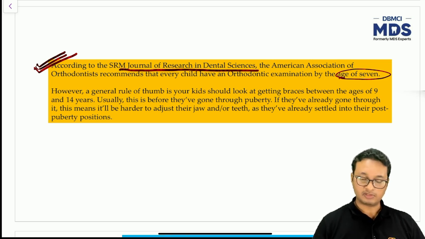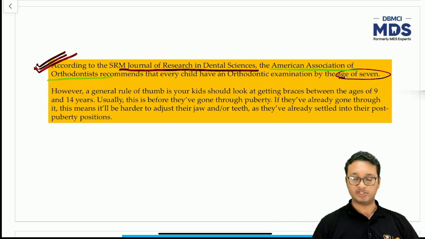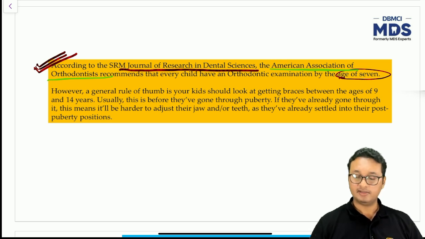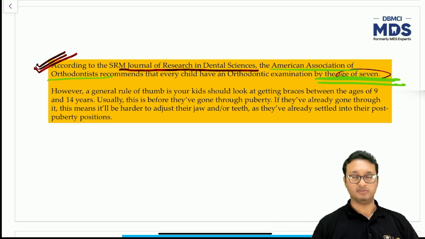American Association of Orthodontists recommend that every child should visit an orthodontist for a normal routine examination, a normal routine consultation, by the time the child reaches the age of 7. That is when you have the permanent centrals and laterals erupted. Even the permanent molars have also erupted by the age of 7. So in the early mixed dentition stage, it is recommended by the American Association of Orthodontists that it is the right time for the child to visit an orthodontist for a quick checkup for the first time in his life.